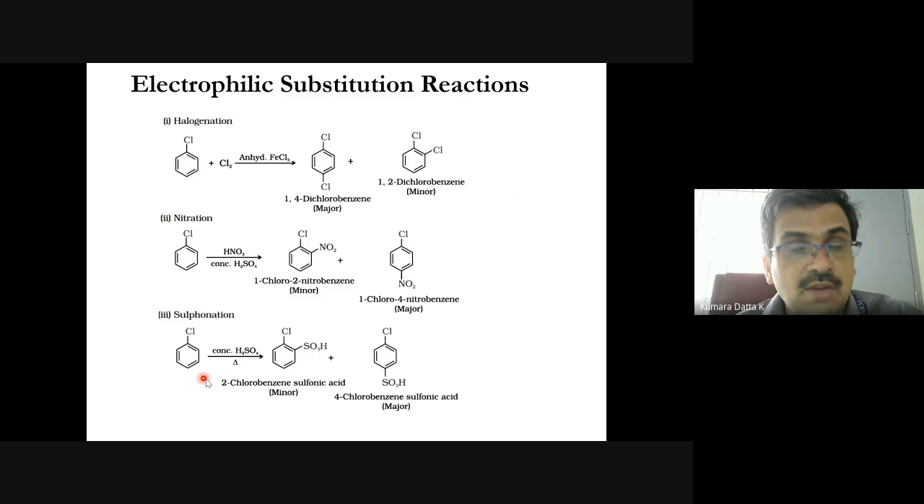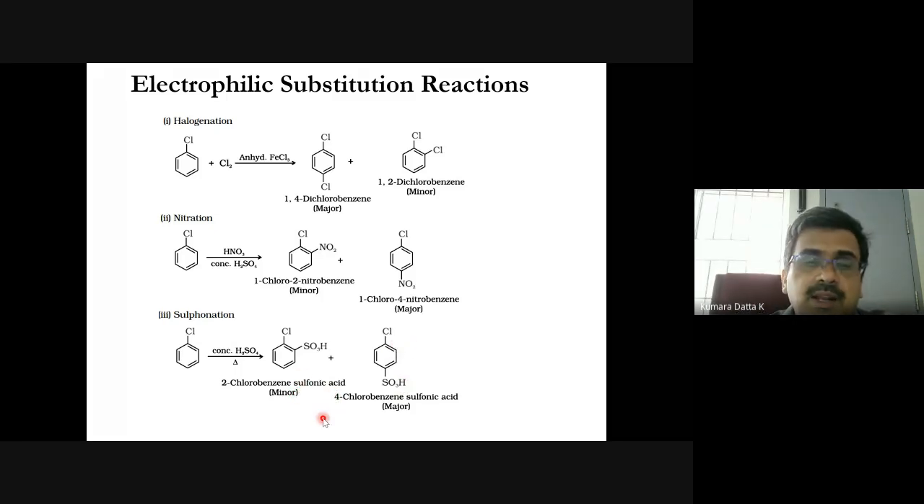Same way, if you want to sulfonate, sulfonate means you want to put an SO3H group. Here also we get para as most. For example, if you take this 100 percentage, more than 90 percentage will be para, and traces of this will be coming as minor ortho directing products.